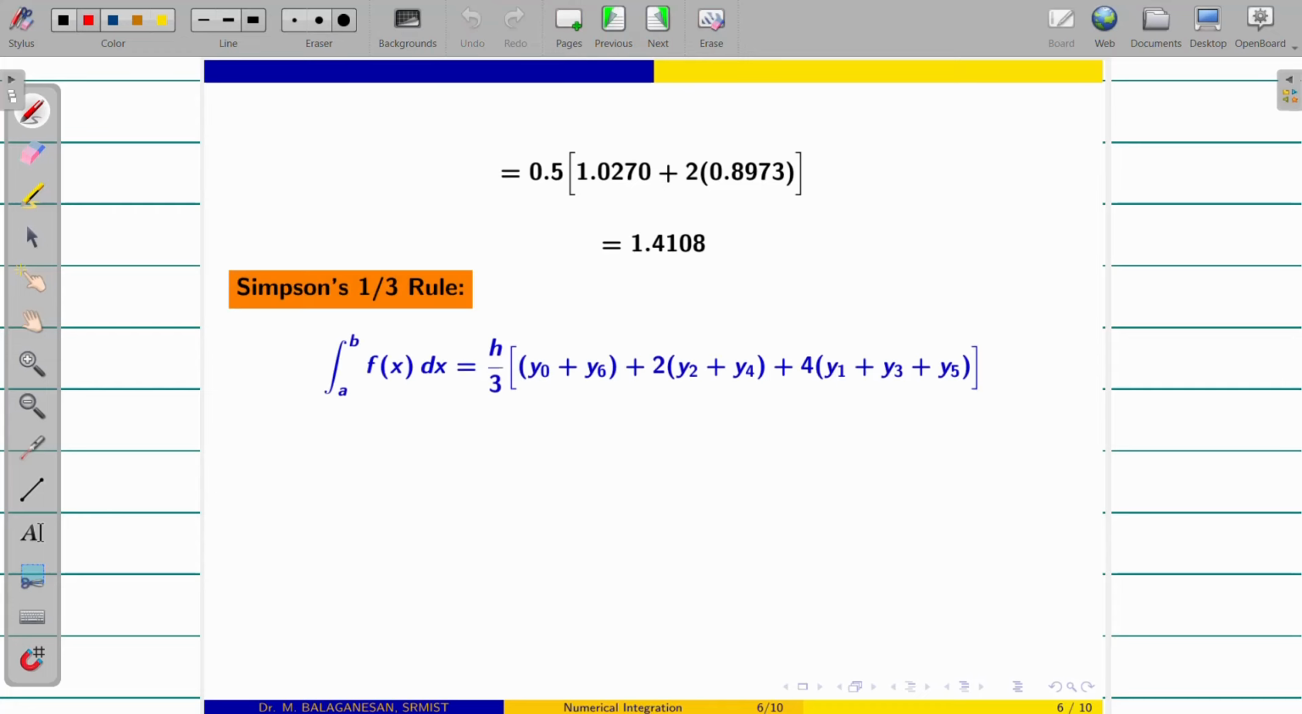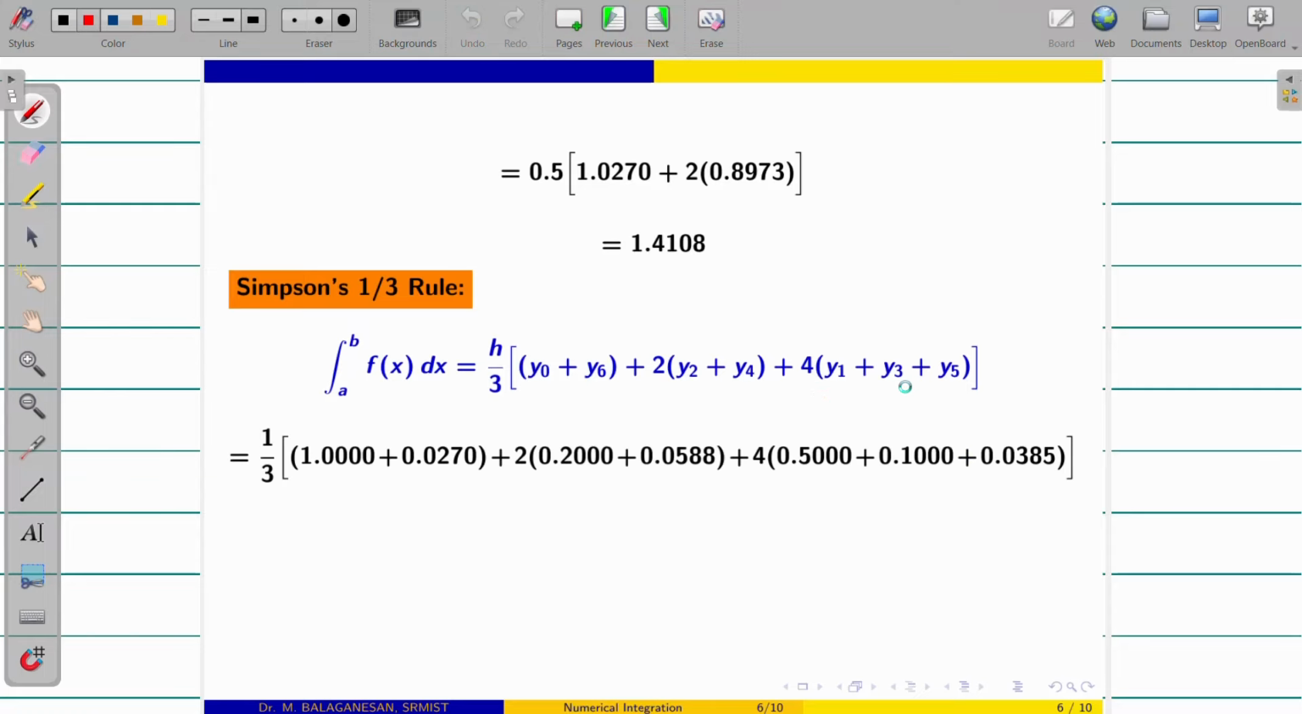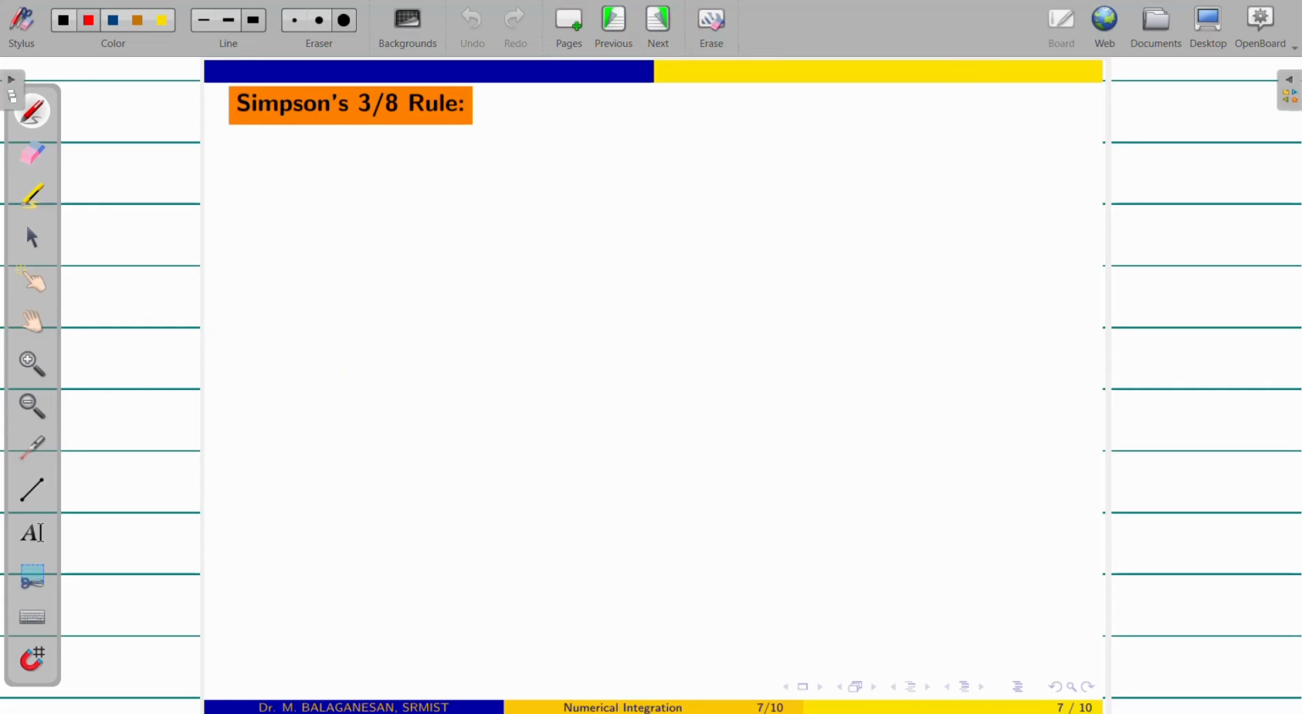Simpson one third rule. The formula will be this: h by 3, first value plus last value, twice of the multiples of 2 or even values, y2 plus y4, plus 4 times the rest of the values, or it may be the odd values. Substitute the values from the table. We can simplify. For the answer, we are getting 1.3662.